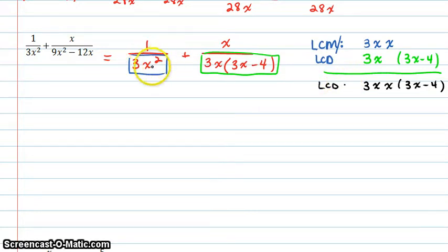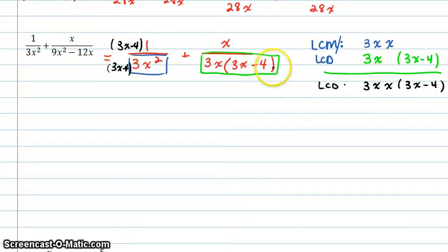For example, 3x squared has the 3 and the 2 x's, but it's missing the 3x minus 4. So that's what I need to multiply it by. On the top and the bottom, I'm going to multiply by 3x minus 4. Make sure you're multiplying both parts of the fraction, because that's like multiplying by 1.